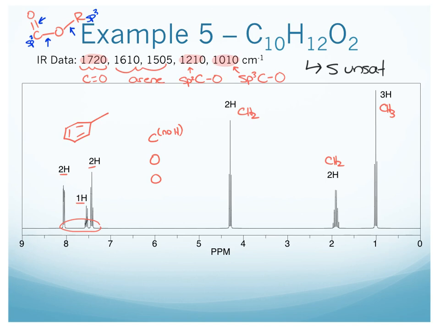The only other note I'm going to make here is this CH2 at almost 4.5. I think it's connected to something electronegative. Okay. So we have 5 unsaturations. Well, we've accounted for 4 with the aromatic ring.